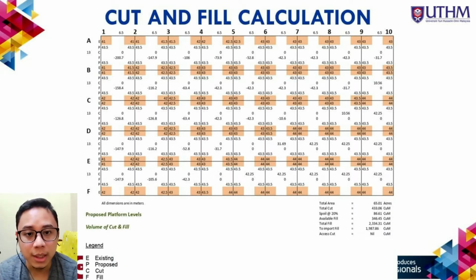This is the design calculation of cut and fill for the site area. We need to use Excel and fill in the existing level of the site area, and the value of the cut and the value of the fill will be determined. The total area of this site is 65 acre, and the total cut for this area is 434.06 meter cubic, and the total fill for this area is 2334.31 meter cubic. From this value we need to import soil from another site to fill in this site area. So the volume for the fill area is 1900 and 87.86 meter cubic.